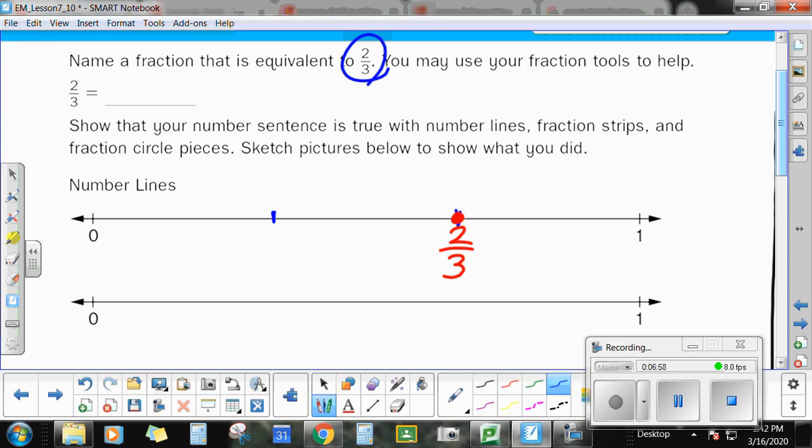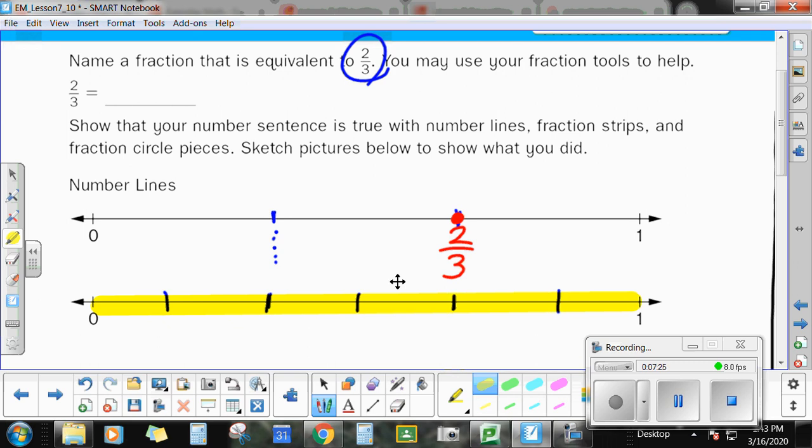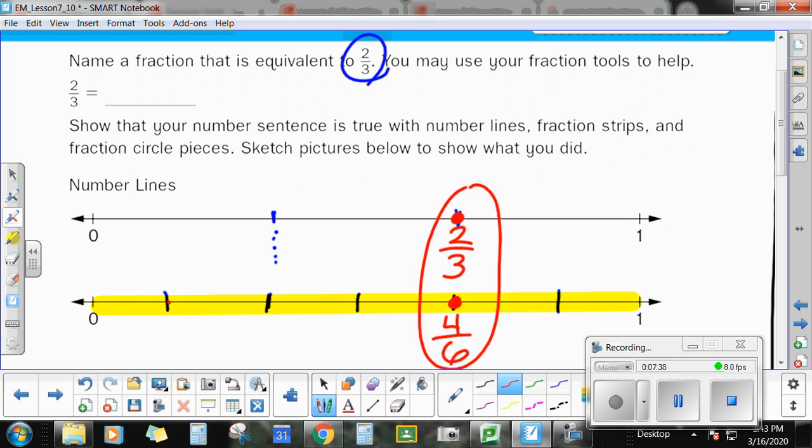So if I go right down below, and I follow this line below, and divide this line into thirds, now I can cut each of those thirds in half. And now, let's see what I've divided it into. So now this number line is divided into 1, 2, 3, 4, 5, and 6. So this one's divided into 6. The fraction that would be equivalent to 2/3 would be 1, 2, 3, 4, 4/6, which is the same fraction as 2/3. Okay?